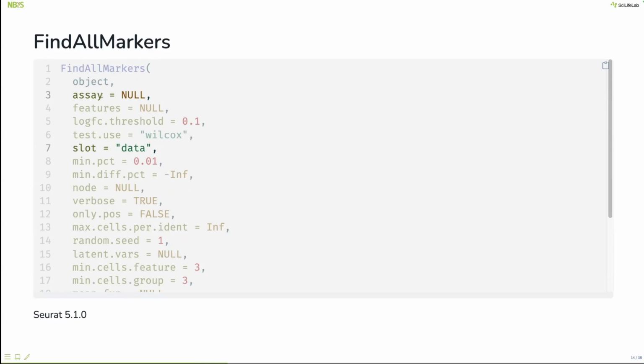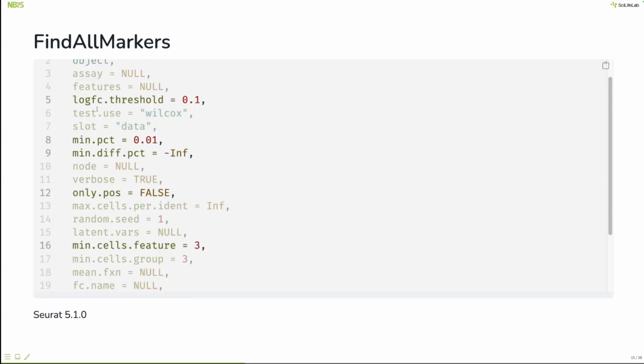So the assay will be applied to your default assay unless you specify, and that will typically be your RNA. But you need to make sure that it's not your integrated data if that is its own assay. So it'll usually be the RNA assay, but if you have multimodal data, you can change which one you're applying it to. And then the slot will be, if it's data, then it'll be the normalized counts. If it's count, then it'll be the raw counts. And this depends on which test you're planning on performing.